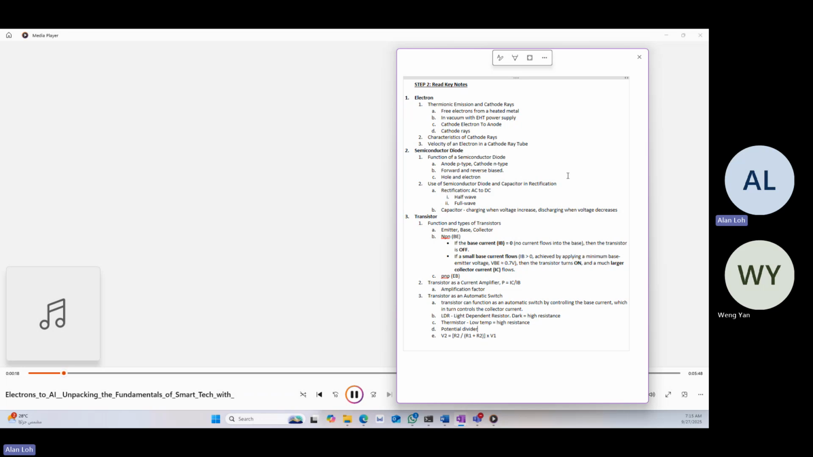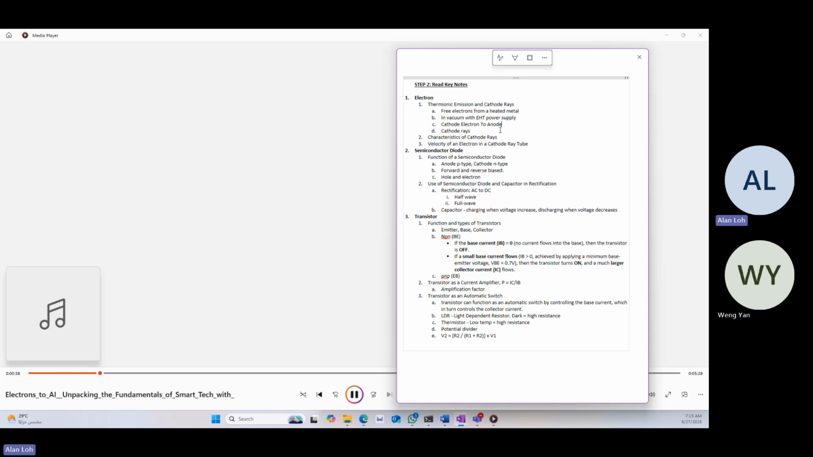Exactly. So today we're diving deep into the absolute fundamentals: electrons, semiconductor diodes, and transistors. And if you're, say, a year 11 physics student, this is for you. We're basically going to unpack the core ideas you're learning about, showing how they connect to the real-world electronics you use every single day.